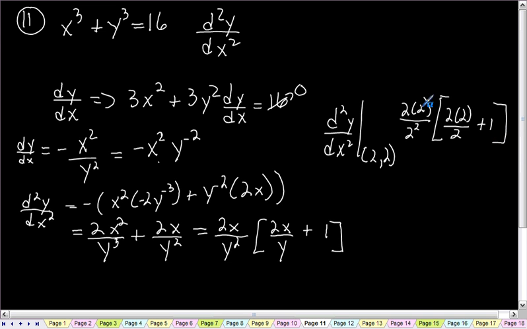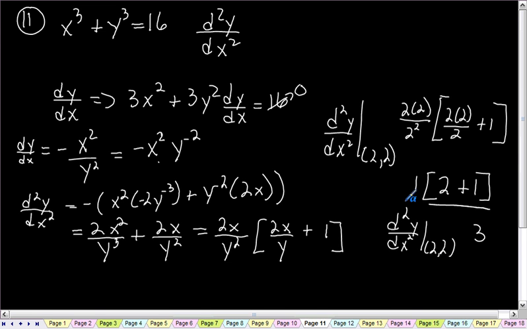So this becomes 2 to the second, that becomes 1. And then the other, this becomes 4 divided by 2 plus 1. So that's 3. The second derivative at 2, 2 is 3. Sweet.